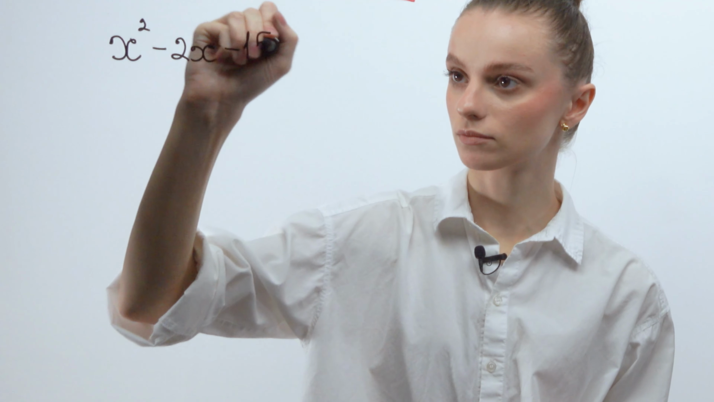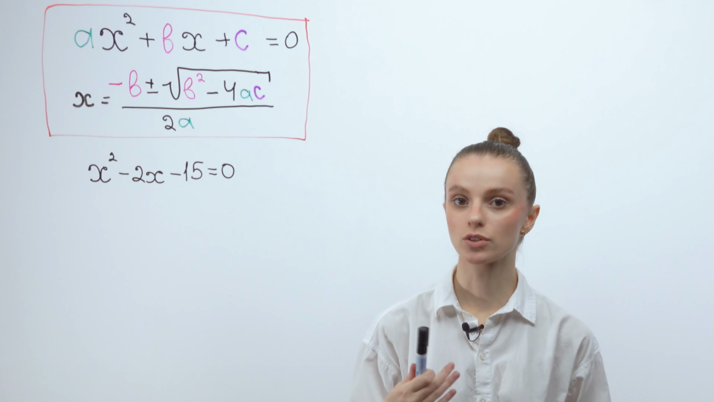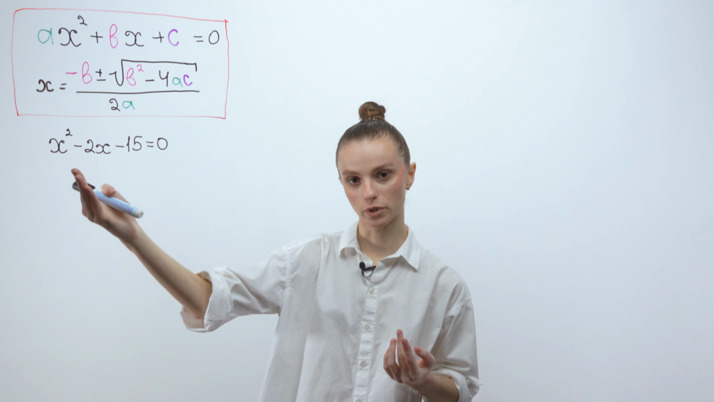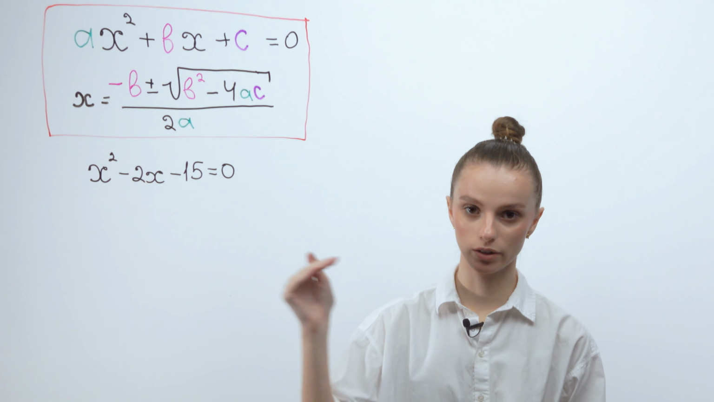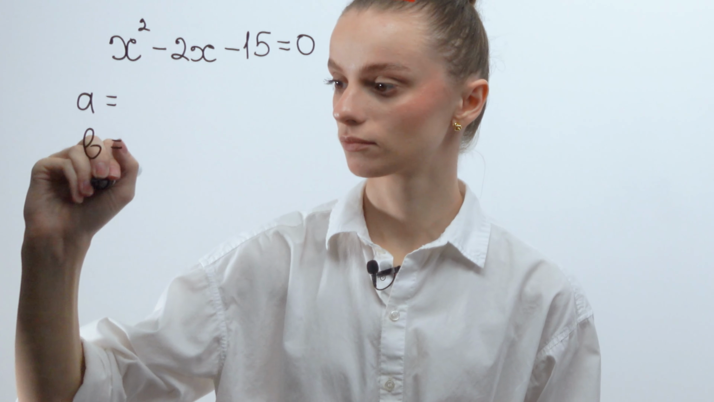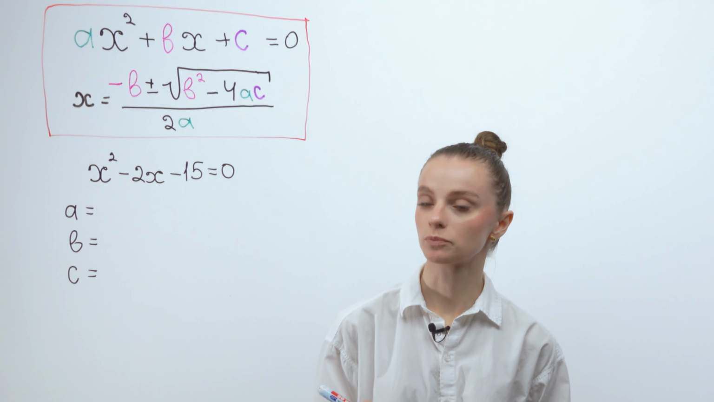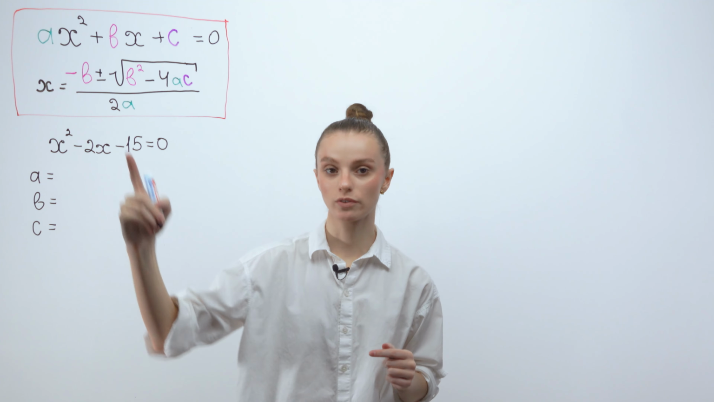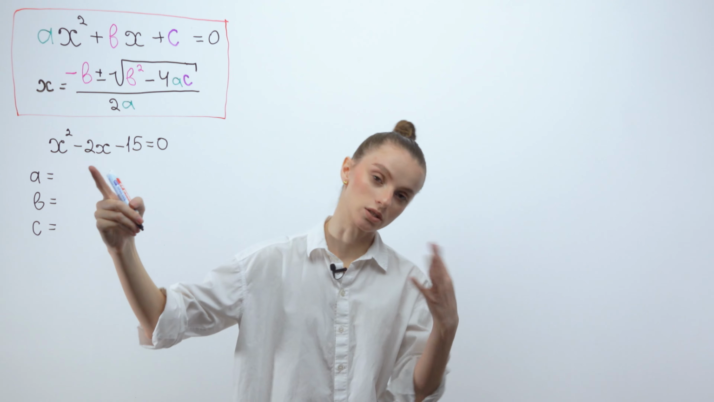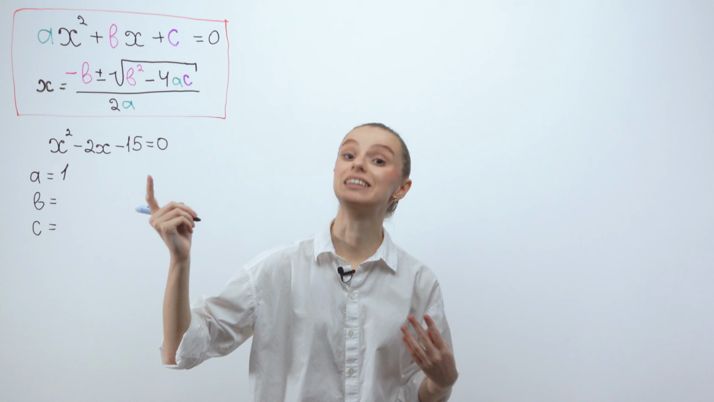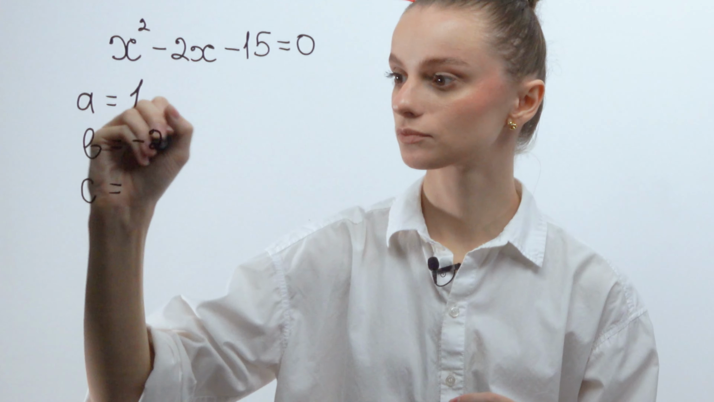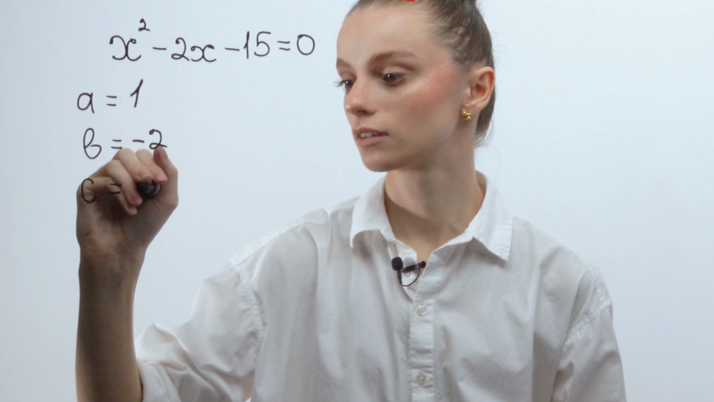Here I have x squared minus 2x minus 15 equals 0. Let's find the values of x that will make this equation true. Let's write out all the coefficients: a, b, and c. What does a equal? A is the number in front of x squared. There is no number, so the number is 1. What number stays in front of x? -2. You need to include negatives. And the last one, c, is -15.